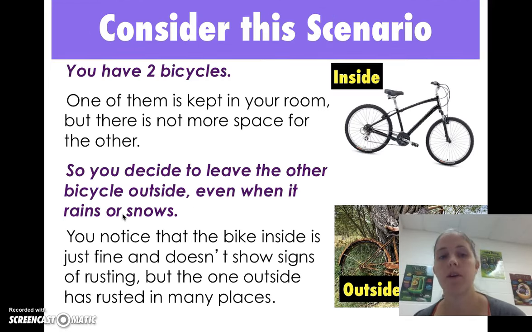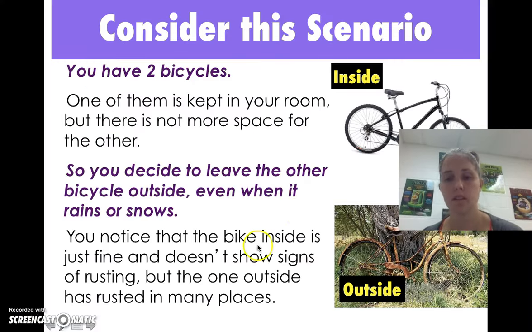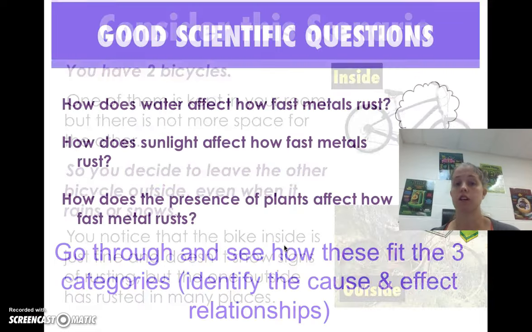So here's an example. We have 2 bicycles. One of them is kept in your room, but there is not more space for the other. So you decide to leave the other bicycle outside, even when it rains or snows. After some time, you notice that the bike inside is just fine and doesn't show any signs of rusting, but the one outside has rusted in many places. So you may start to ask a question.